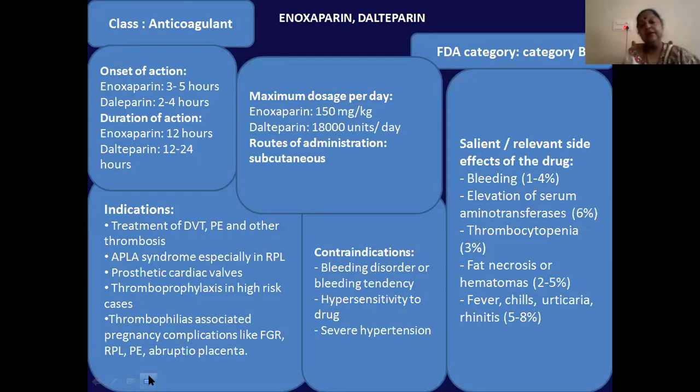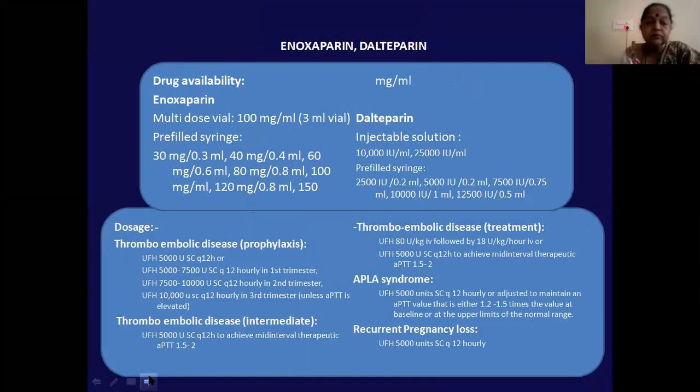So enoxaparin is a category B drug. So usually we prefer enoxaparin over the unfractionated heparin. There, multi-dose vials are available, even pre-filled syringes are available, and various dosages are there, we know the dosages of unfractionated as well as these low molecular weight heparins.